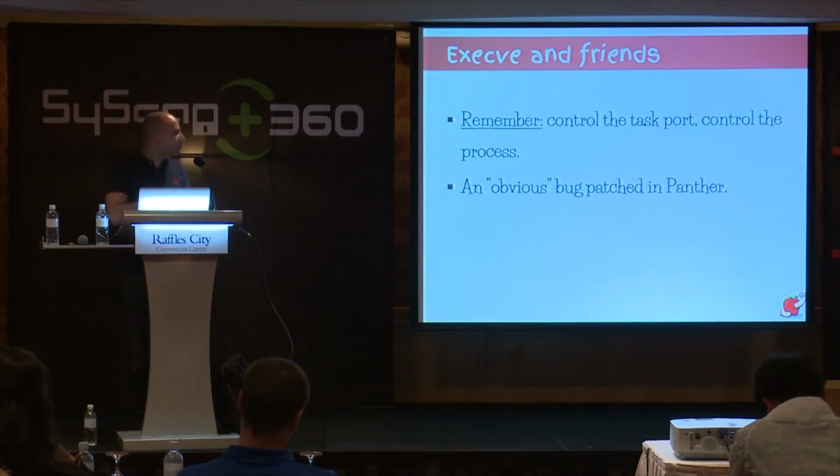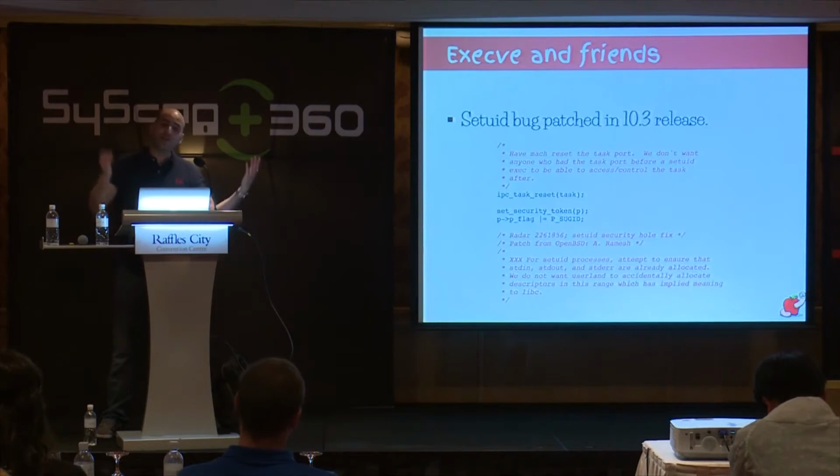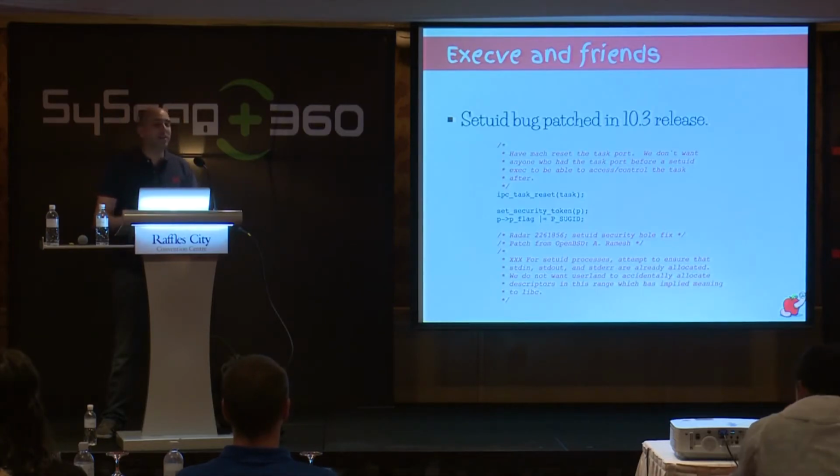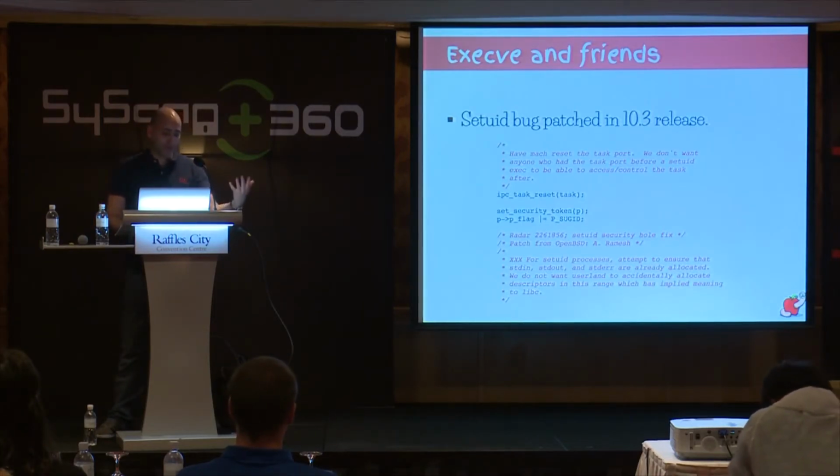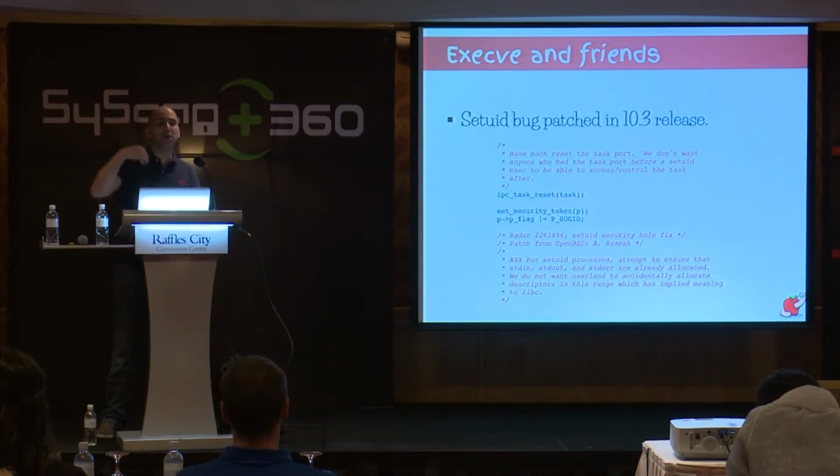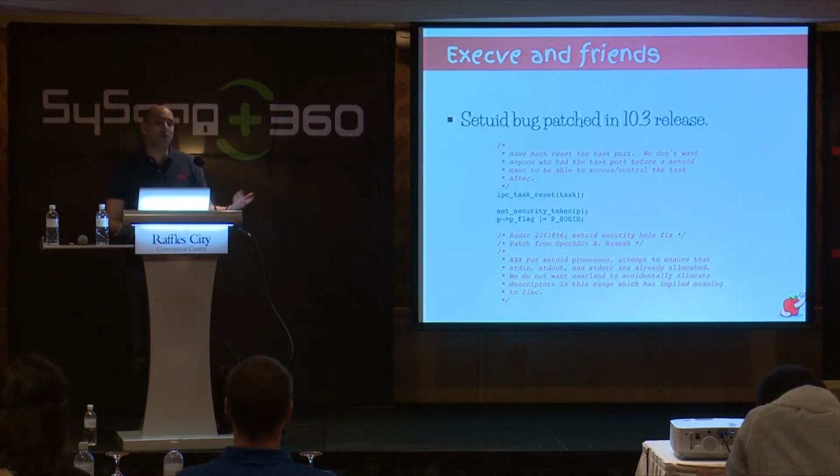An interesting bug, or a very old bug. Remember, if you control the task port, you control the process. And in Panther, there was a very interesting bug that looks obvious now. What happened is that if you had a SUID binary, you could take control of that binary because they were not resetting that port. So, for example, you had a debugger and you would launch a SUID application. The debugger was controlling the application. Because they were not cleaning the ports, the debugger would have access on that process with SUID privileges, and then you can do whatever. Spawn a shell, that's it, game over.